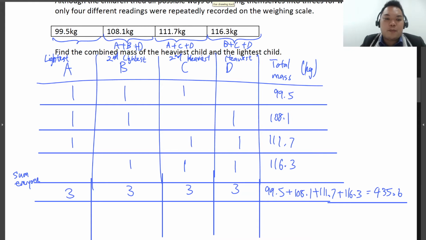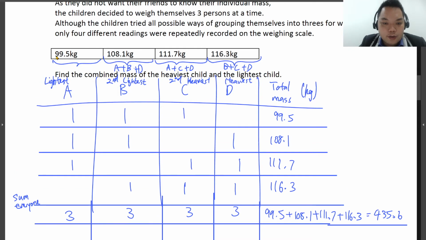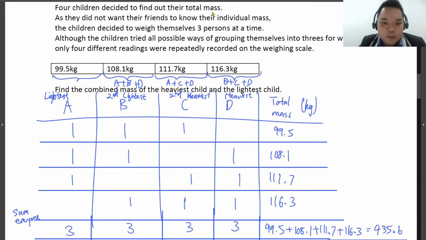Okay, so let me repeat first. The idea here is that when you look at all these masses, we know that there were 4 people who wanted to find out their total mass. 3 of them weighed themselves at once, and these are the readings that we obtained. So now we want to find out what combination gives us the masses.